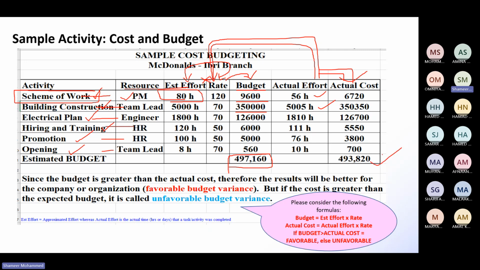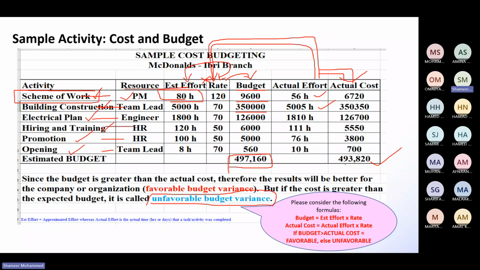So what do you think now? Is this project a favorable project, that is, will it bring profit to you or loss to you? What is your actual budget and what is your estimated budget? See here. If the actual cost is greater than the expected budget, then it is called an unfavorable budget. That is, it will bring loss to your project.